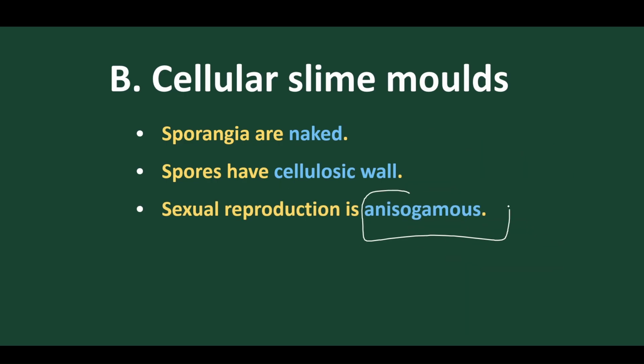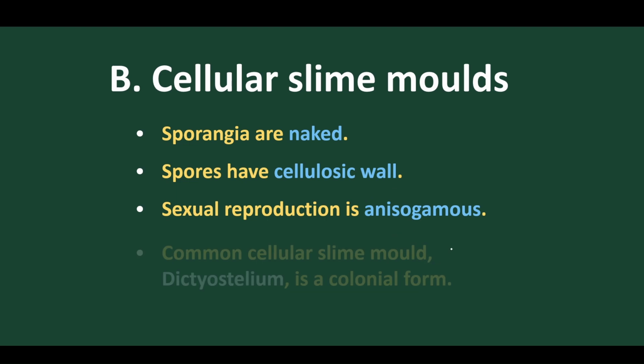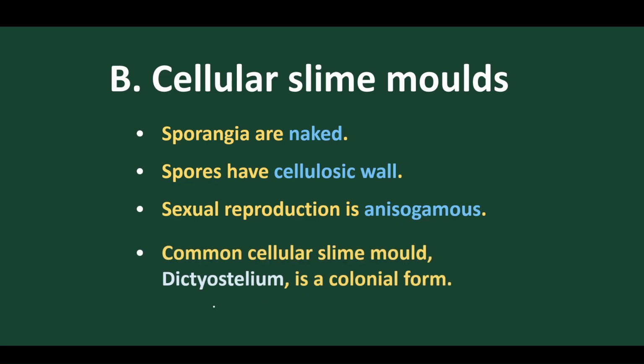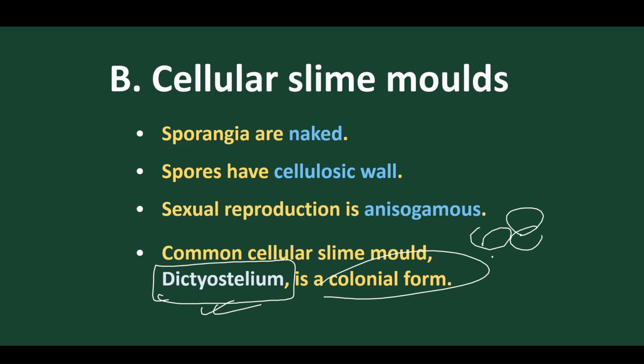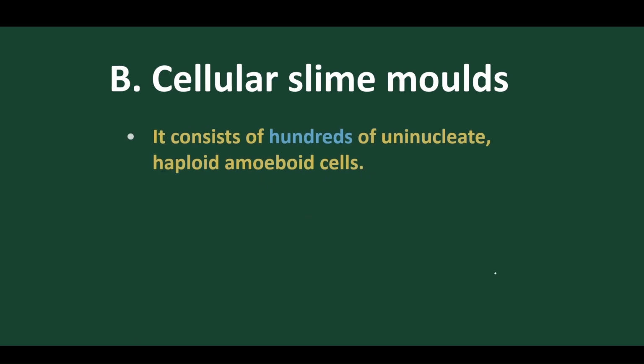They reproduce sexually by anisogamous means, one myxamoeba with another myxamoeba, both unequal in size. This type of union is called anisogamy. The common cellular slime mold is called Dictyostelium. It's a very important example, and it is a colonial form, meaning they form colonies. As they form colonies, they look like pseudofilaments. Actually, they are not a true plasmodium, they are a colonial form.